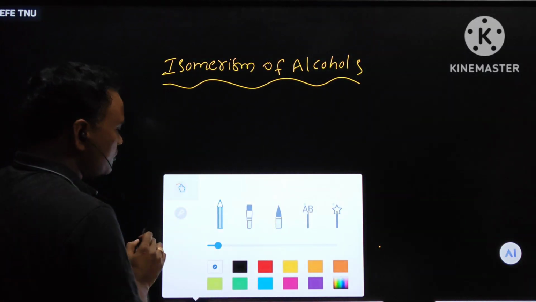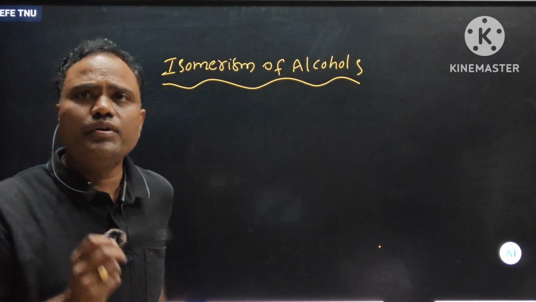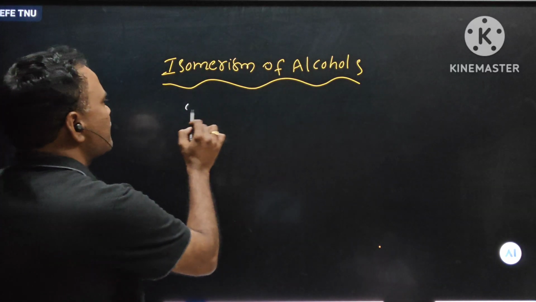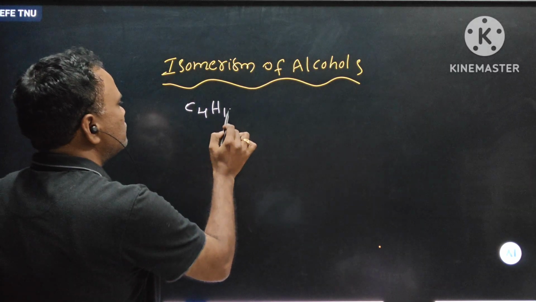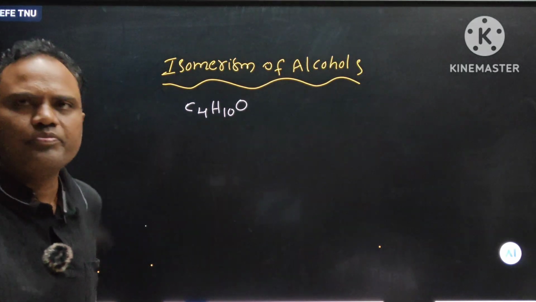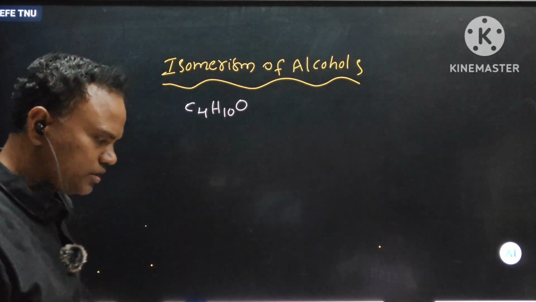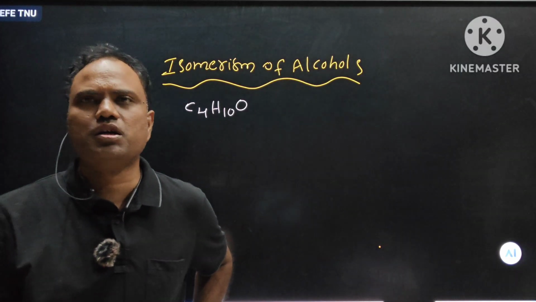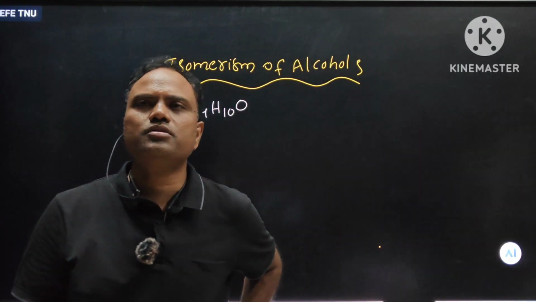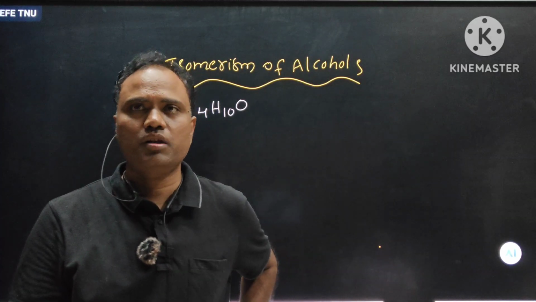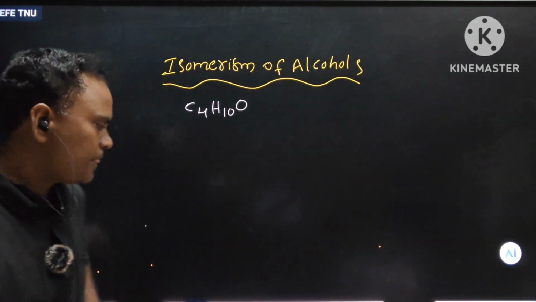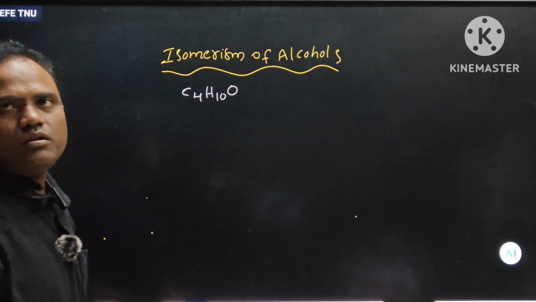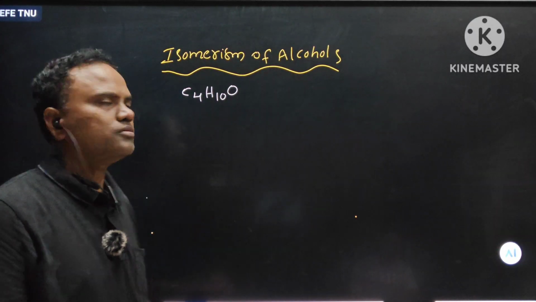See, you will get one molecular formula. For that molecular formula, how many isomers are possible? For example, C4H10O. This is alcohol. How many structural isomers are possible for this? You know structural isomers? 11 or 7? 7, yes. 7 structural isomers are possible. Yes, correct answer.